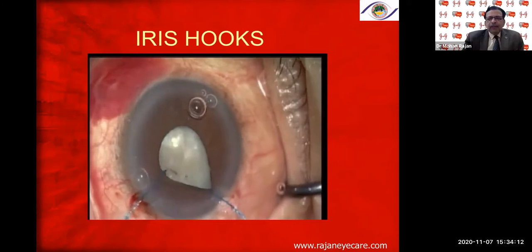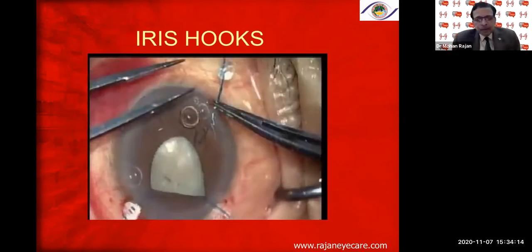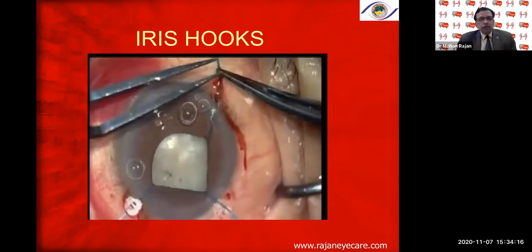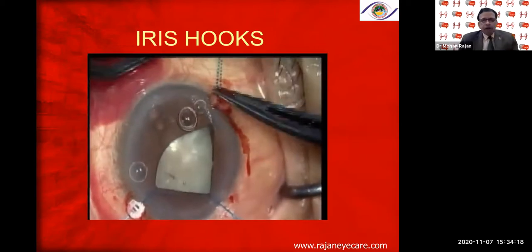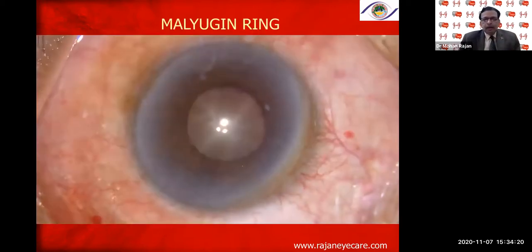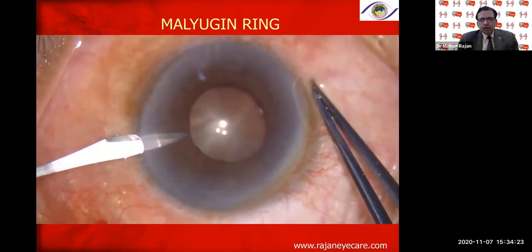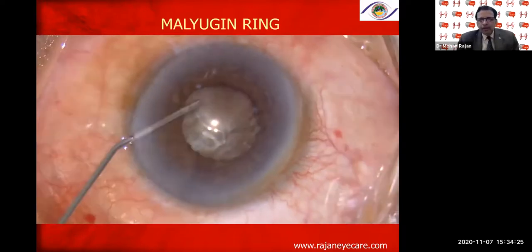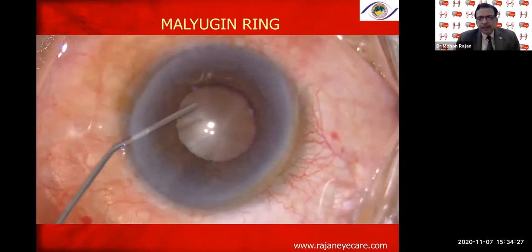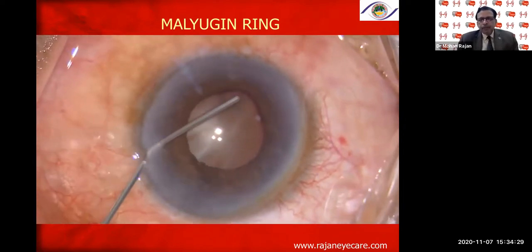And you can see that you take your time right in the beginning of the surgery, because after doing the rhexis, putting the iris hooks is so difficult. Sometimes the rhexis can get caught in the hooks. And again, you can see here, just to show you the different types of rings. One is iris hooks, another is a Mulligan ring.